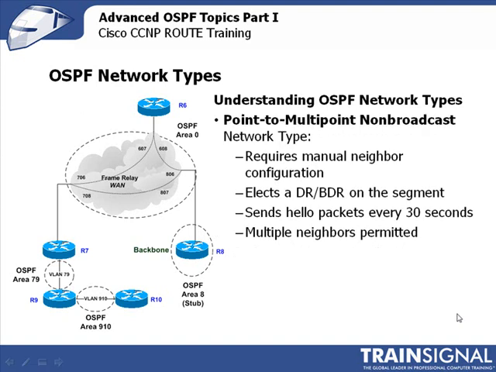The final type of network is point-to-multipoint non-broadcast. It requires manual neighbor configuration. It does elect a DR and BDR, sends hello packets every 30 seconds, and multiple neighbors are permitted. Again, these are per interface configurations and can be very helpful, particularly on frame relay networks.